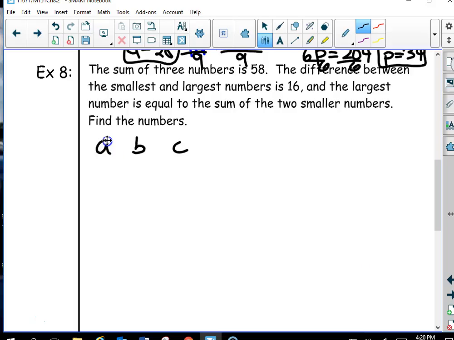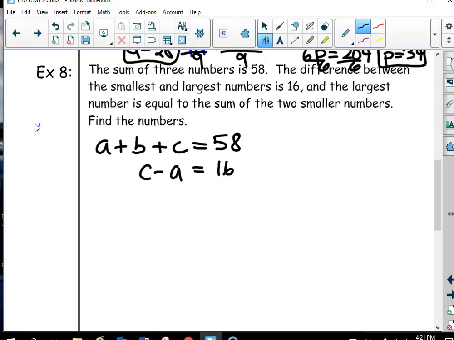A is smaller than B, which is smaller than C, and that's kind of implied in the problem. So when we add them, we get 58. A is the smallest, C is the largest, and B is in the middle. They tell us that the difference between the smallest and largest numbers is 16, so C minus A equals 16.